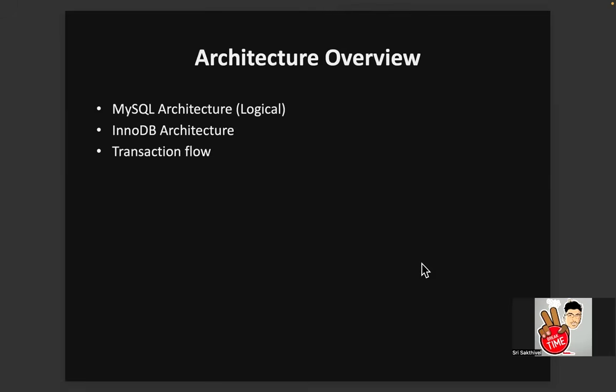And this is the architecture overview. We will see the basic logical architecture and the InnoDB architecture and the transaction flow, end to end, where it is traveling, like buffer pool, undo log, redo log, buffers, caches, and finally the data file. So the entire flow will be covered.